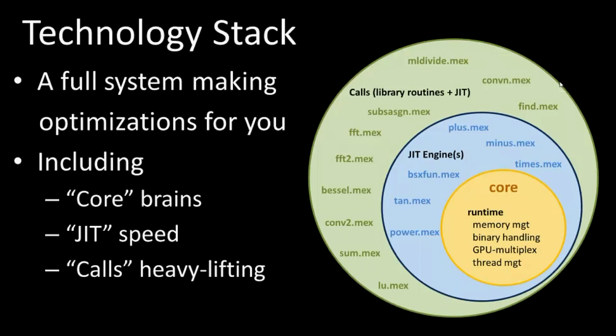It has 3 layers. It has a core runtime that does memory management, binary handling, GPU multiplexing, thread management, a lot of stuff that makes for the brains of the system. The next layer is the just-in-time engine that enables lightweight but critical functions such as plus, minus, times, and bsxfun. It enables those operations to be fused together into large, healthy GPU kernels, as opposed to launching one at a time and incurring all the overheads involved with launching one at a time.